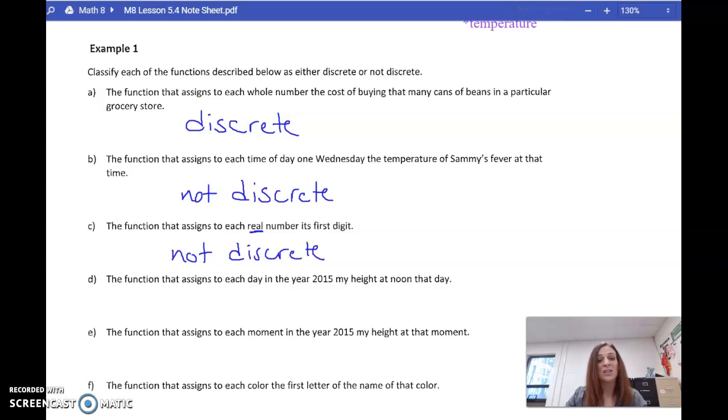Now, the function that assigns to each day of the year 2015 my height at noon that day. Well, we're talking here assigns to each day. Before we were talking to each real number. Here we're talking to each day. So my height isn't necessarily a whole number, but each day is. So I know that's a little confusing. That's why I don't stress about this stuff. We're just kind of going over it here. This would actually be discrete. Just introducing you to it.